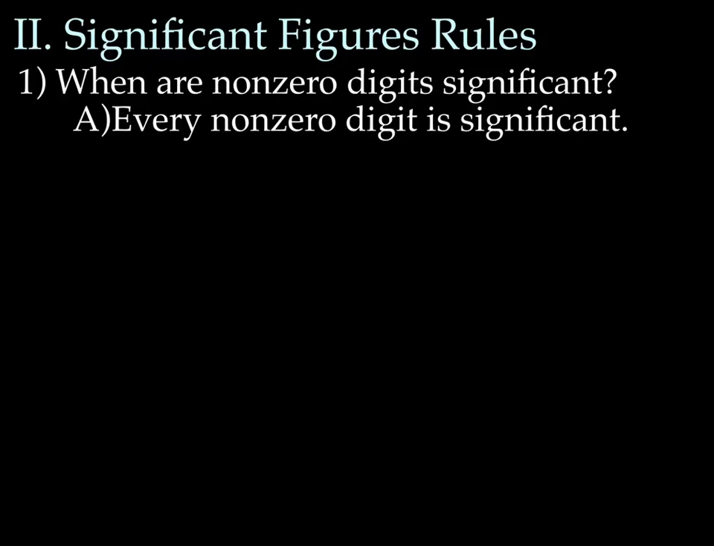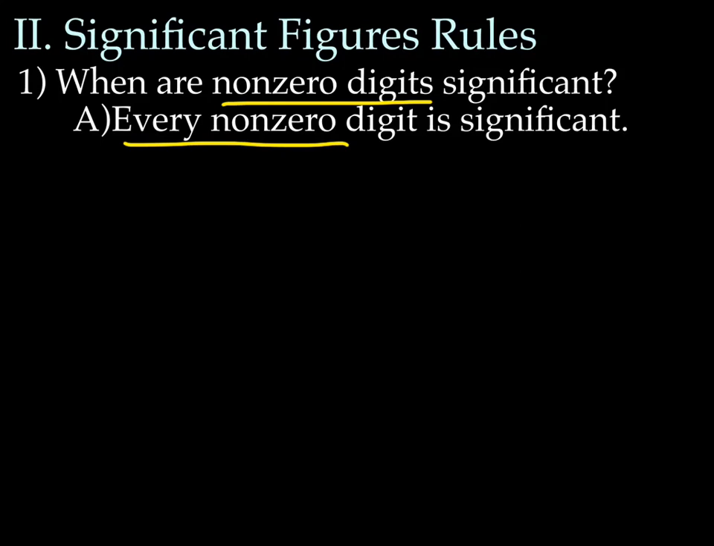Last topic for today, significant figure rules. We were just discussing how to write a number using appropriate significant figures from a measurement. We are now going to talk about how to determine how many significant digits there are in a written number. We'll start by talking about non-zero digits. So when are non-zero digits significant? A non-zero digit is a digit that is not a 0. So a 1, a 2, a 3, a 4, a 5, a 6, a 7, an 8, or a 9. Okay, and luckily this rule is super, super easy. Every non-zero digit is significant.